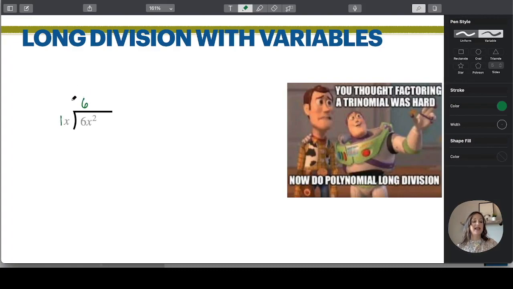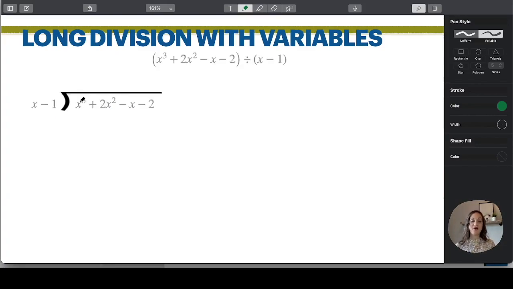6. And then how many times does x go into x squared? It goes into it 1 time. Because you already have 1x, you need it to go into 2 x's, so you would have 1. So 6x times x is 6x squared, and then when you subtract, you get a remainder of 0. So your answer would be 6x.